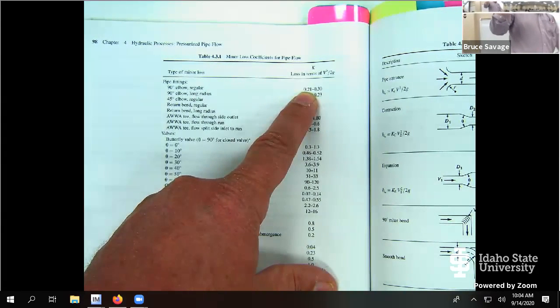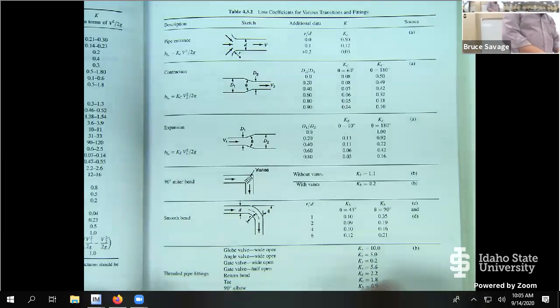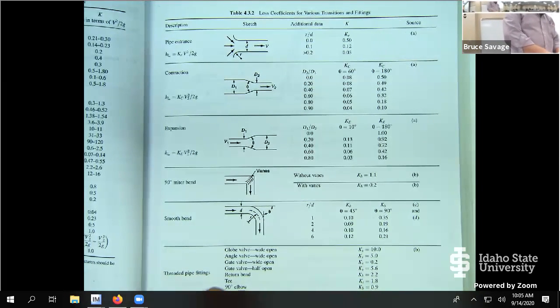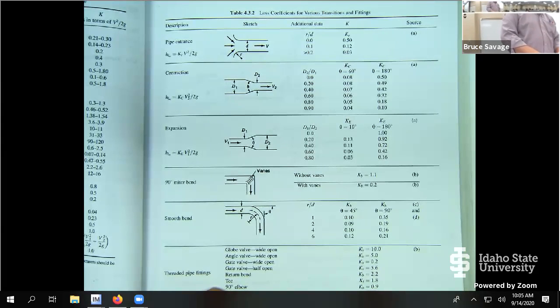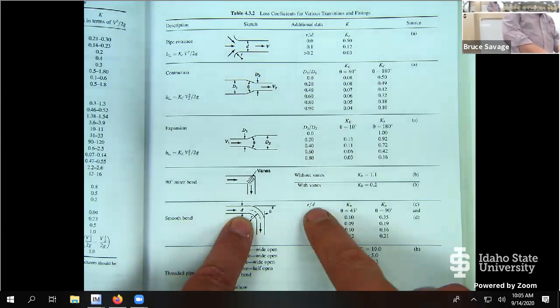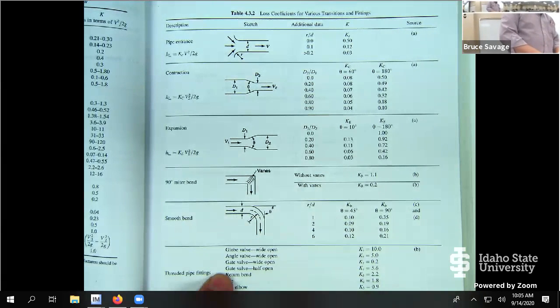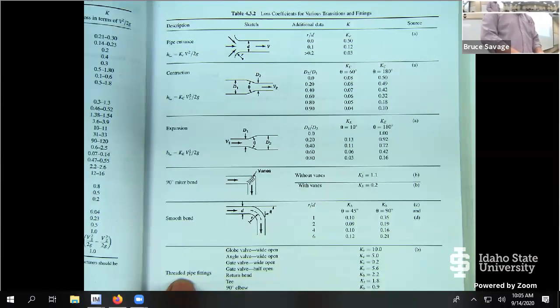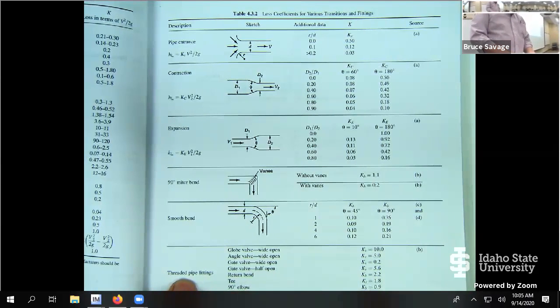Yeah, we got threads in there, right? And we don't run the pipe necessarily all the way to the end of the threads. We just take it in there until it's a tight fit. So those extra threads as the flow goes across could be additional loss. So if you come over here, threaded pipe fittings, you'll see that a 90-degree elbow is 0.9. Now you could also say a smooth bend, but you need the radius and the diameter for that. So for this particular problem, because it is noted that it's a threaded elbow, you would use this 0.9, that K value right there.